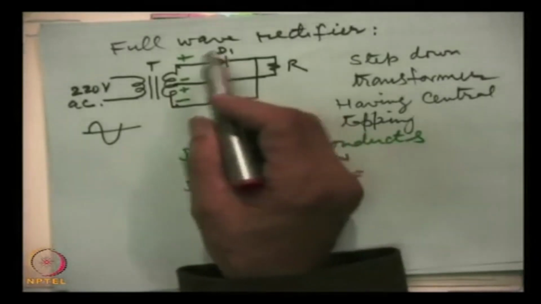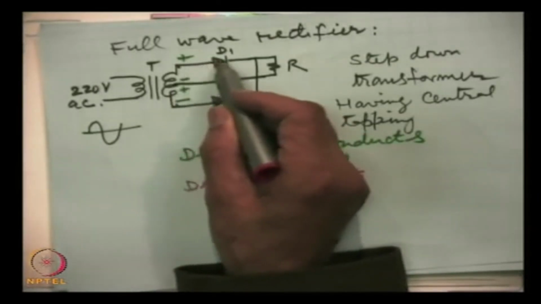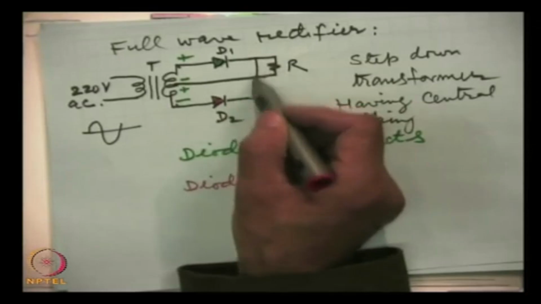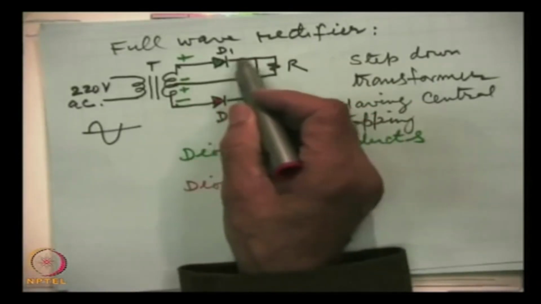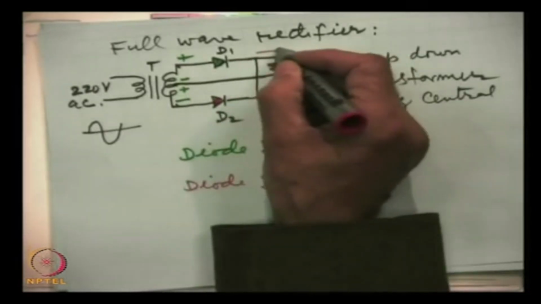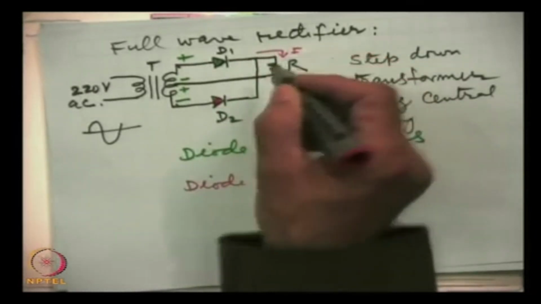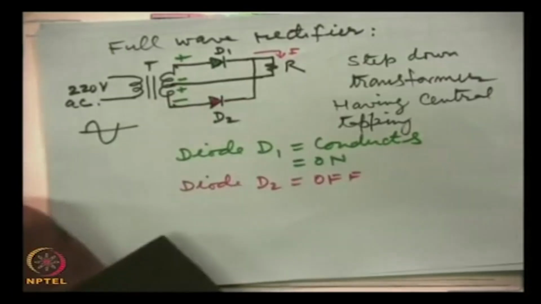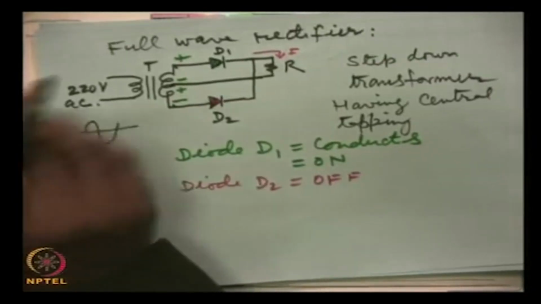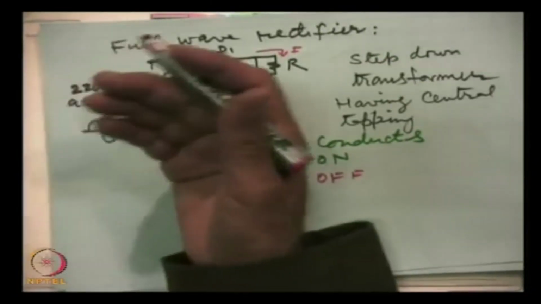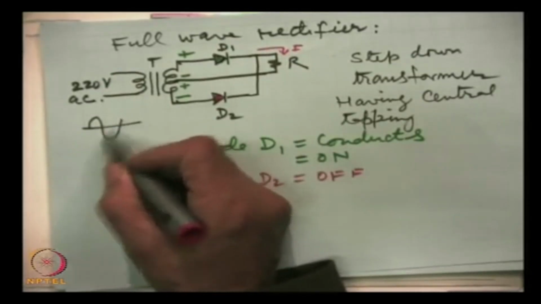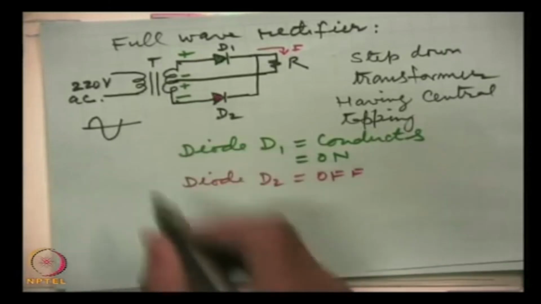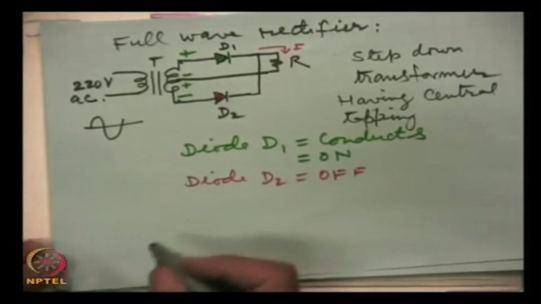So, the current will flow, this is a very high resistance. So, this will ignore this path and the current will flow like this. When this changes, that means we talk about the lower half, then the connections will be like this.